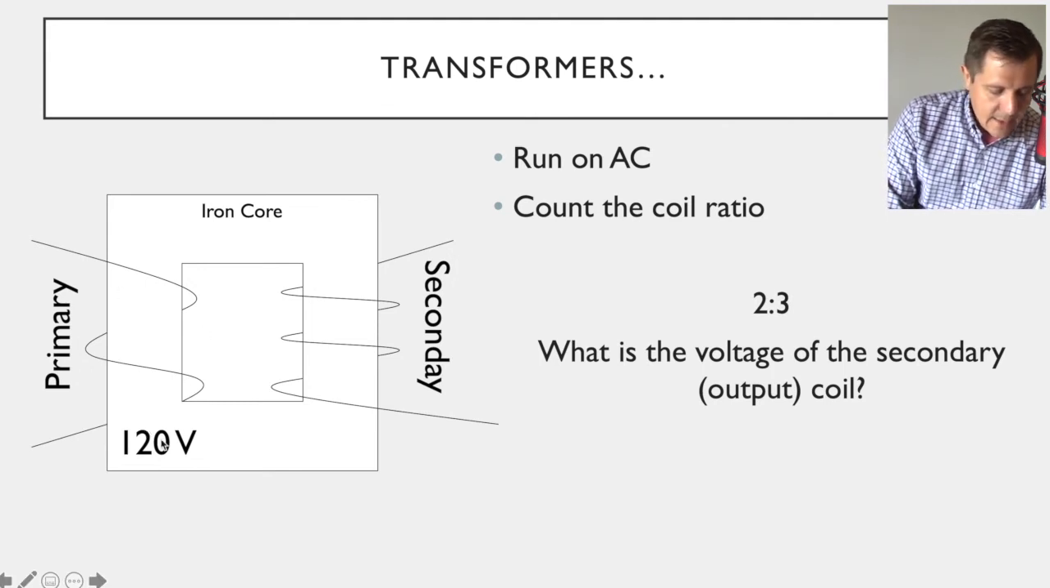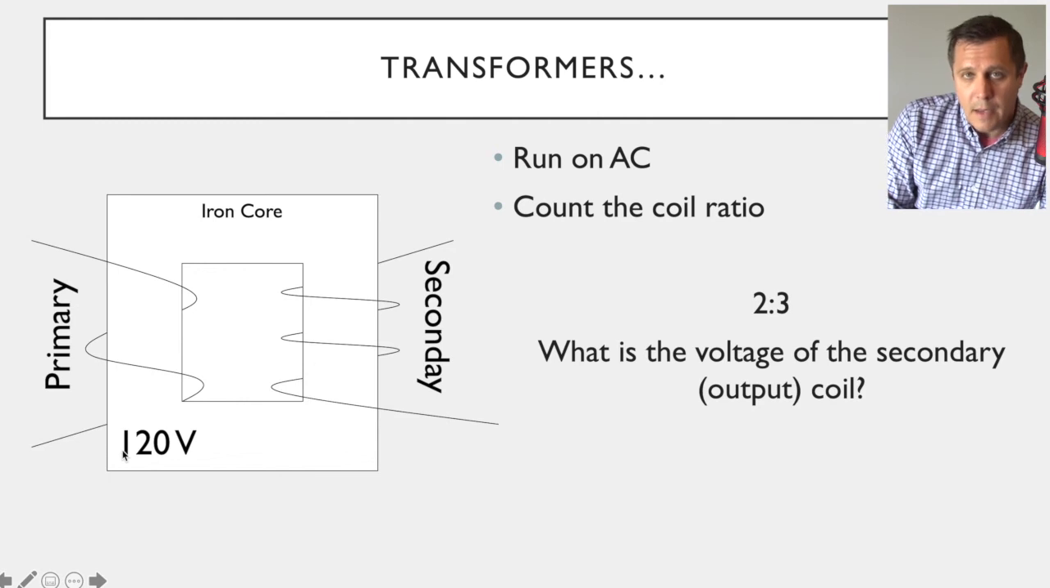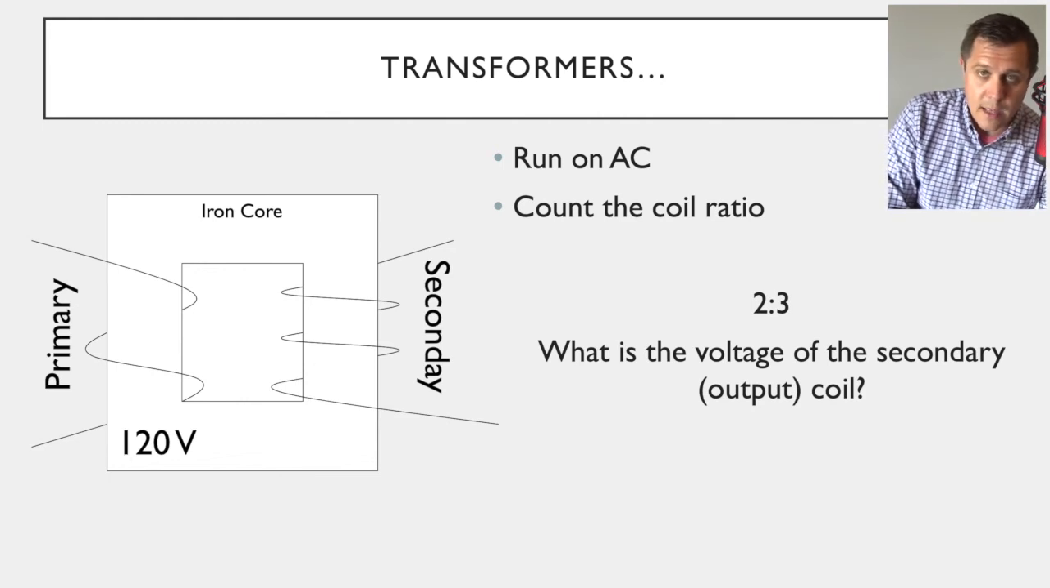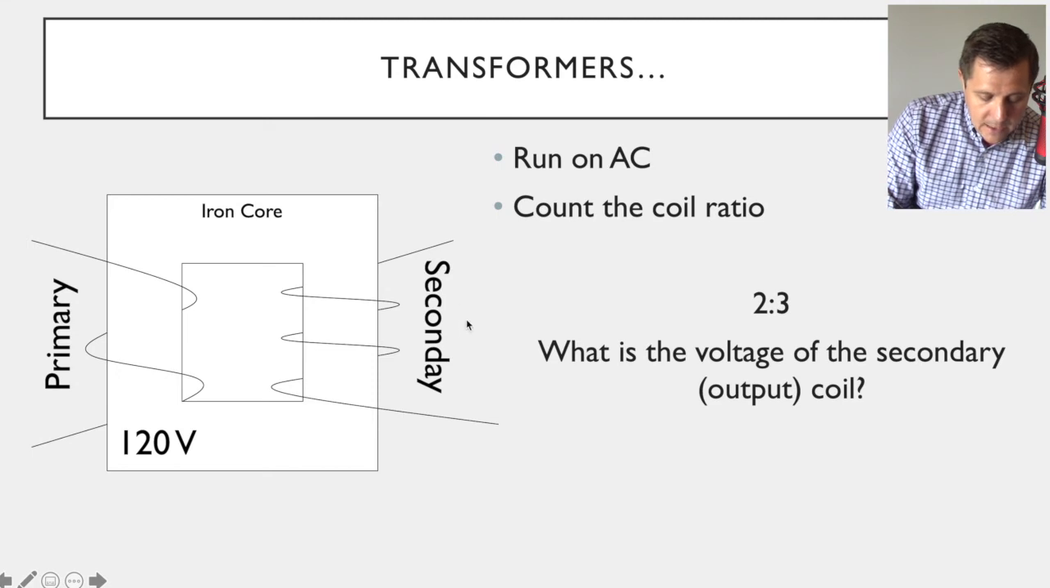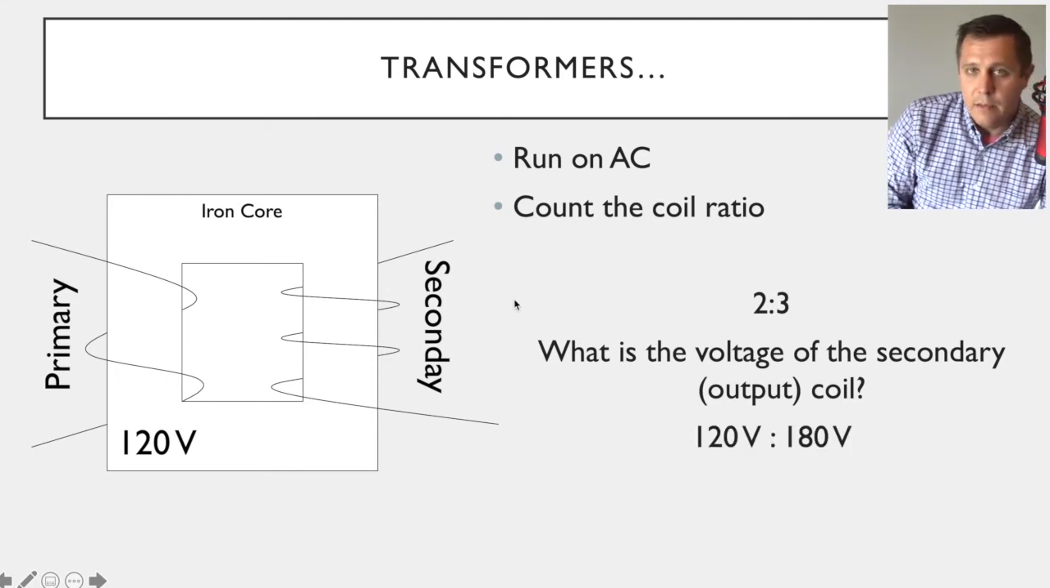So let's say that I give it 120 volts in my input. For my primary coils, I have 120 volts across that part of it. Well, 2 to 3 means my output on the other side would be 180. To keep that ratio the same, I'd end up getting a secondary voltage of 180 volts.